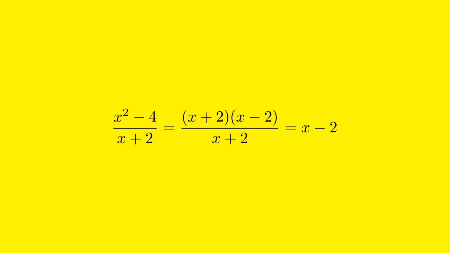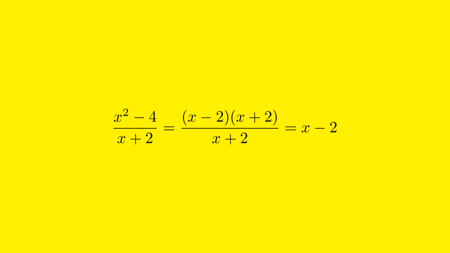Since we found no discrepancies, we conclude that the rational expression reduces correctly to x minus 2, which is now its simplest form. This also concludes the entire problem-solving process.